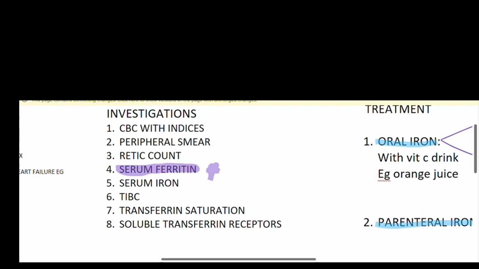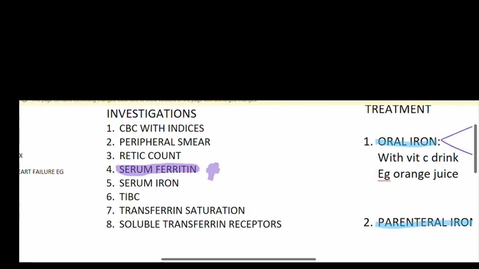Coming to the peripheral smear, you generally order a peripheral smear with the CBC to check the RBC morphology. In iron deficiency anemia, there is a picture of microcytic hypochromic anemia. So cell size is decreased and HB content is decreased. Normally the HB molecule is red, but in this anemia, HB content is decreased, so there is central pallor.